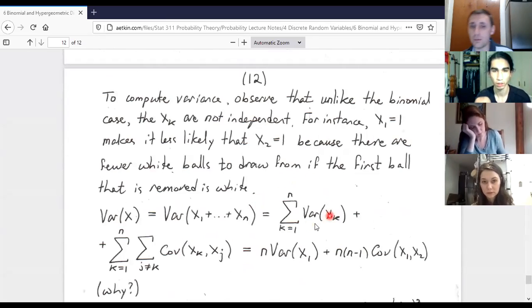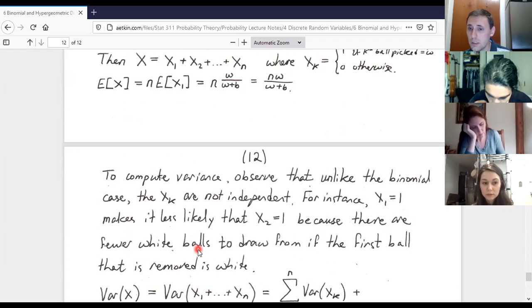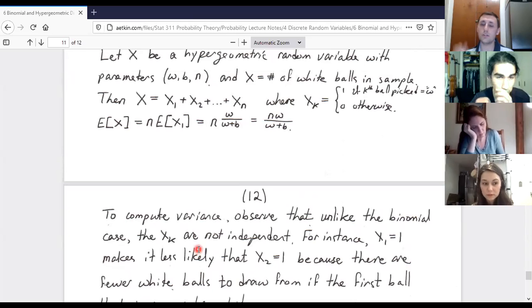So what's the formula for variance? Here it is, guys, right? It's the summation of the variances plus all the covariances possible. You understand? So it's variances plus all covariances.